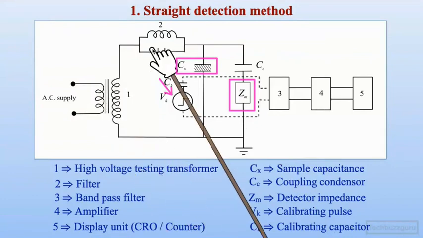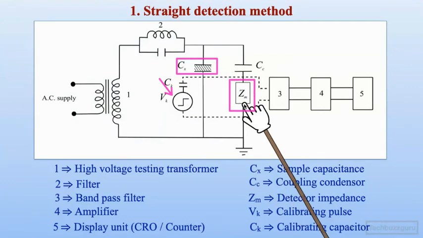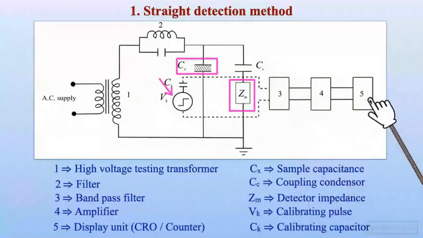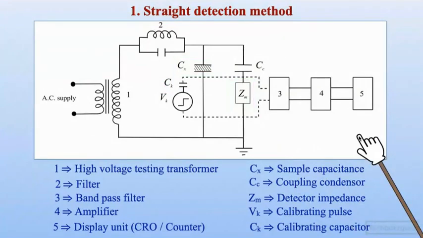So when high voltage is applied across it, partial discharges will take place inside this particular assembly, and as a partial discharge takes place, voltage will be induced across the detecting impedance, and this voltage will be amplified and seen on the CRO. This is the basic principle of operation. Let us take various elements highlighted.